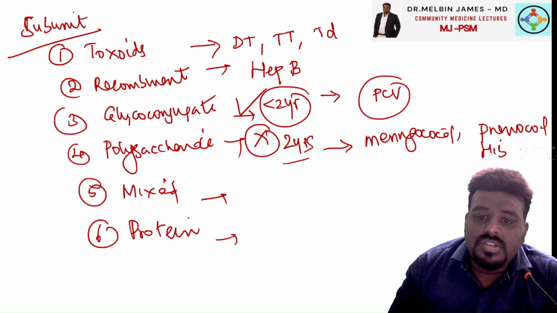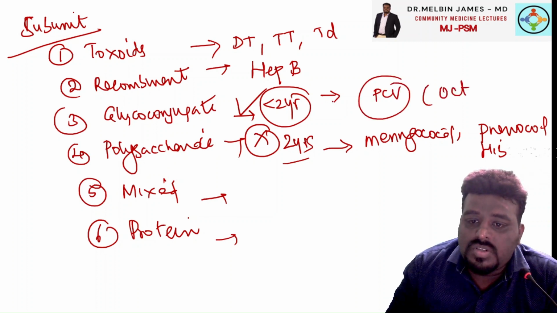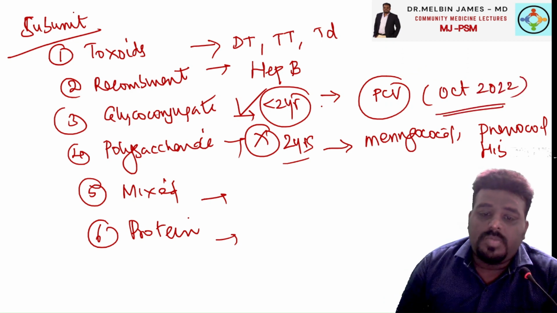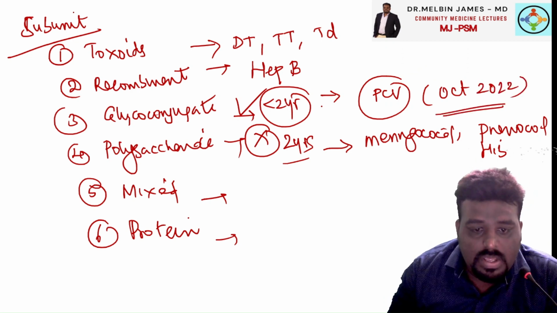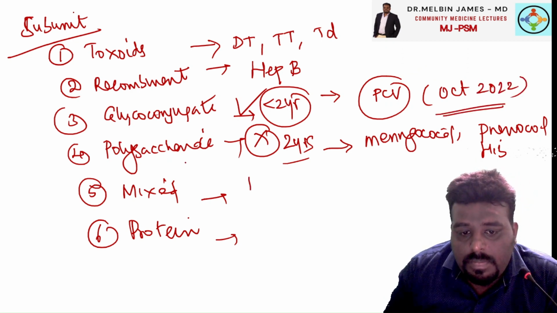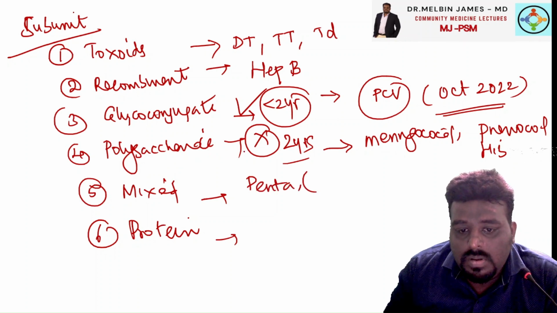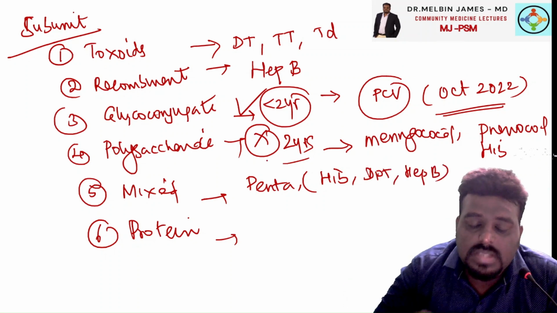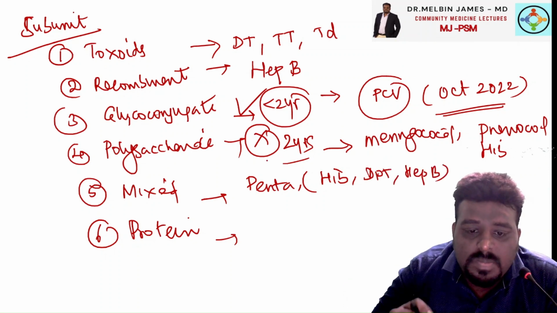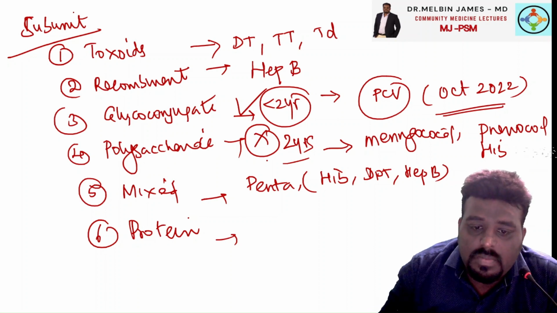The recently introduced vaccine, in October 2022, has been launched by the Government of India, Ministry of Health and Family Welfare. The mixed vaccine is Penta. What are the mixed vaccines under Penta? Hib, DPT, and hepatitis B. These three vaccines come under the single term pentavalent vaccine. So this is a mixed vaccine.